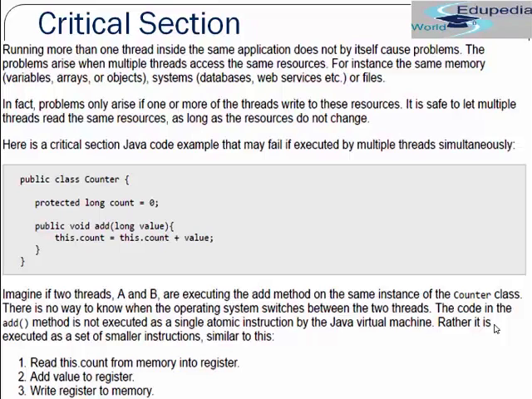Running more than one thread inside the same application does not by itself cause a problem. The problem arises when multiple threads access the same resource, for instance the same memory, variables, arrays or objects. Inside a system, we can include databases, web services, or files. In fact, the problem arises if one or more of the threads write to these resources. It is safe to let multiple threads read the same resource as long as the resource does not change.